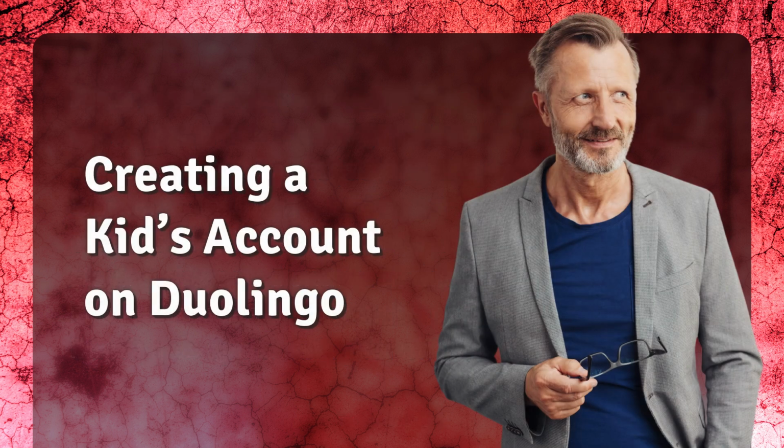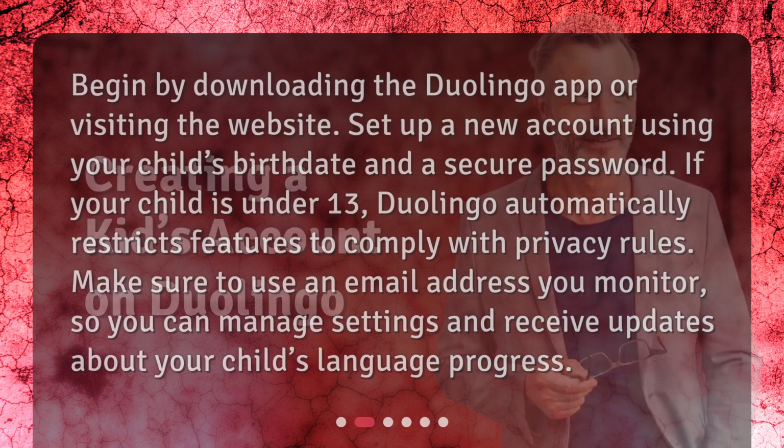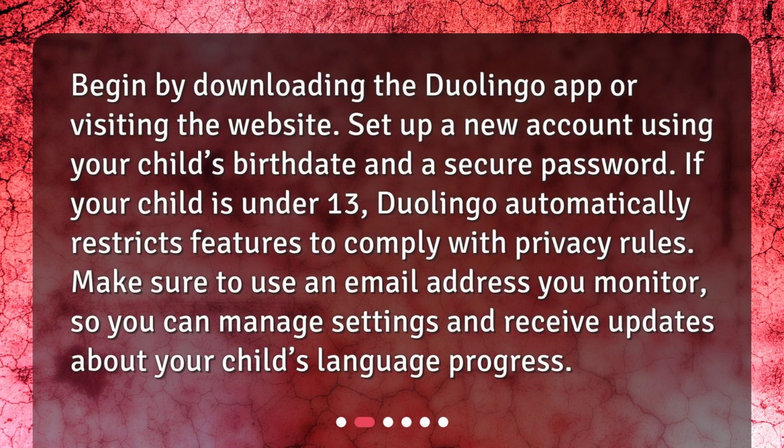Creating a kids account on Duolingo. Begin by downloading the Duolingo app or visiting the website. Set up a new account using your child's birth date and a secure password. If your child is under 13, Duolingo automatically restricts features to comply with privacy rules. Make sure to use an email address you monitor, so you can manage settings and receive updates about your child's language progress.